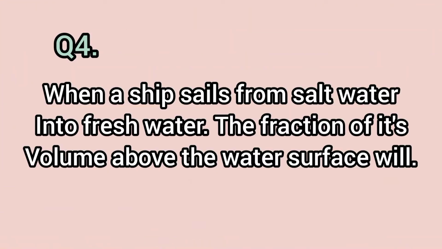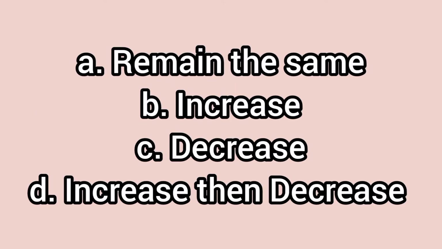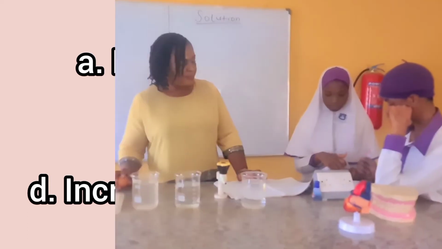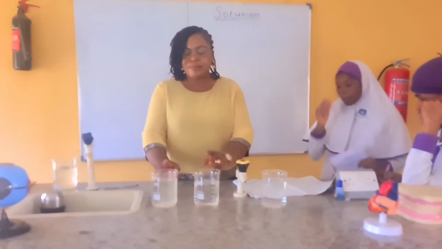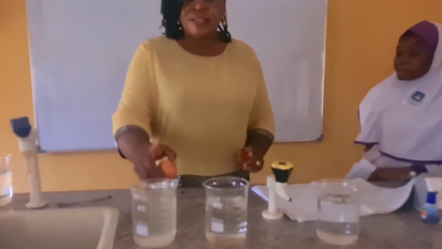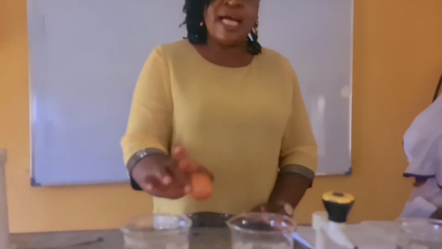When a ship sails from salt water into fresh water, the fraction of its volume above the water surface will, the options are: A, remain the same; B, increase; C, decrease; while D, increase, then decrease. Okay, to answer this question, we have these two beakers. This one will represent our salty water, while this one will represent our fresh water. And then we have the egg, this raw egg.